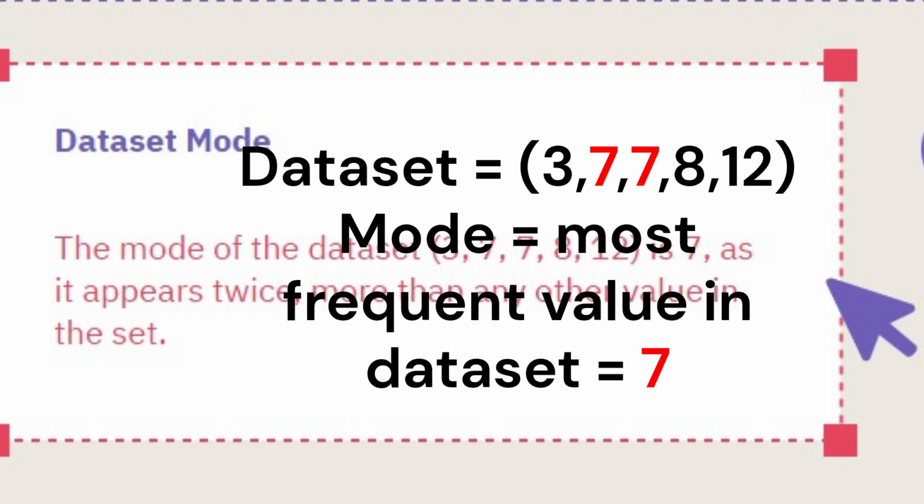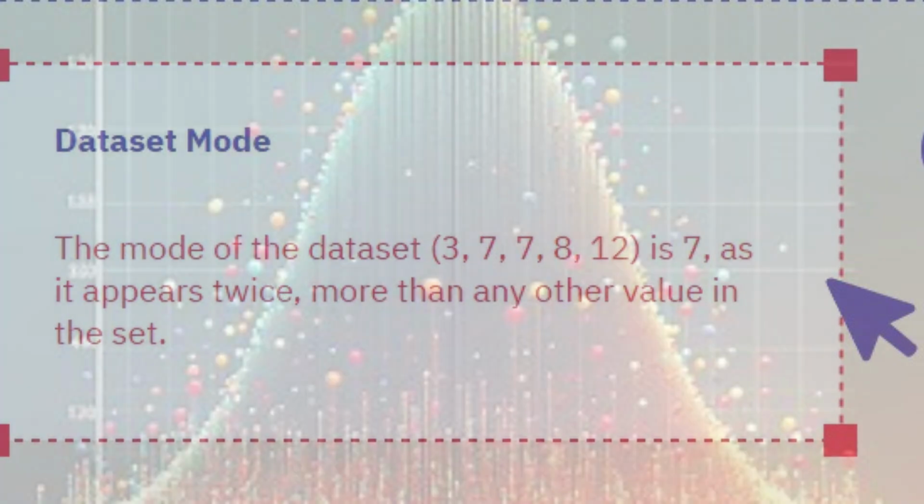Unlike the mean and the median, you can have more than one mode if multiple values appear with the same frequency within a data set.